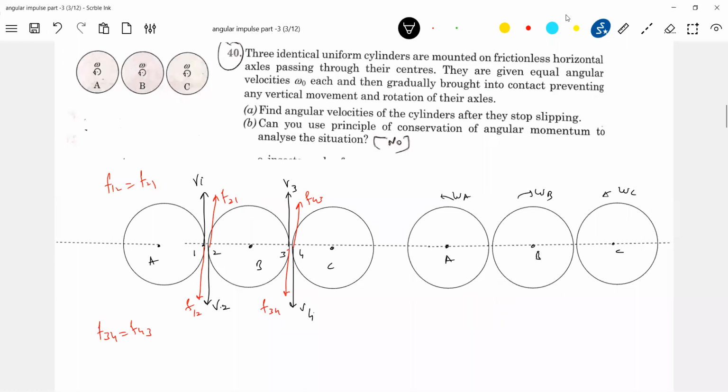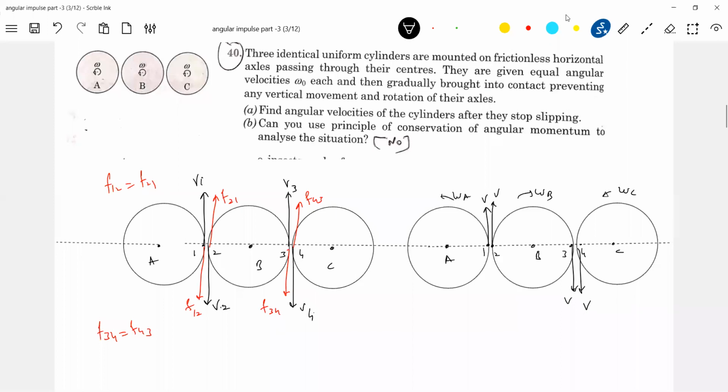So finally, the velocity of 1 should be equal to velocity of 2. Both must have same velocity. And these 2 points, 3 and 4, they must have same velocity. Then only the no slipping idea will come. Since all are having same radius, identical, I'm going to put same velocity v. Then only no slipping occurs here.